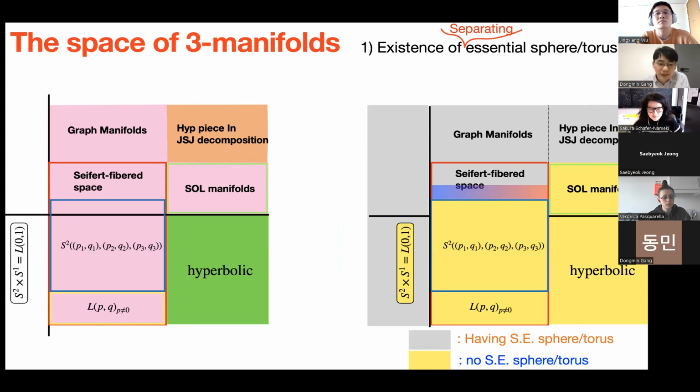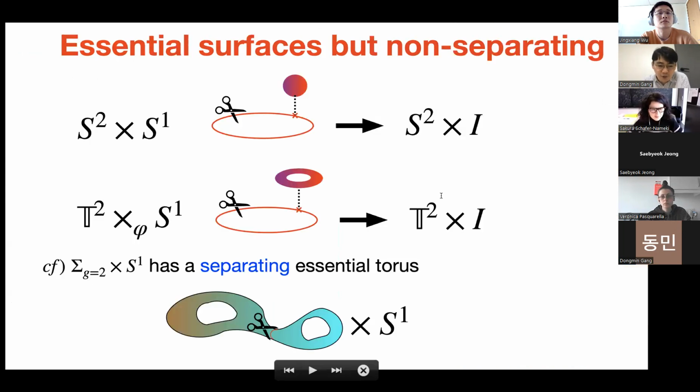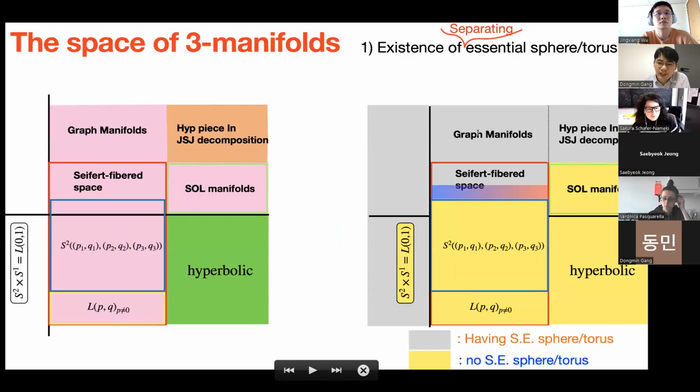How do you distinguish this rainbow color from the rest of the Seifert fibers? Yeah, so for example, this is one example in the gray colors. This is Riemann surface times S1, genus 2, and this is a 3-manifold with essential torus. This belongs to the gray colors, something like that. I see. So these are sort of degenerate types of Seifert fibers. Yeah.